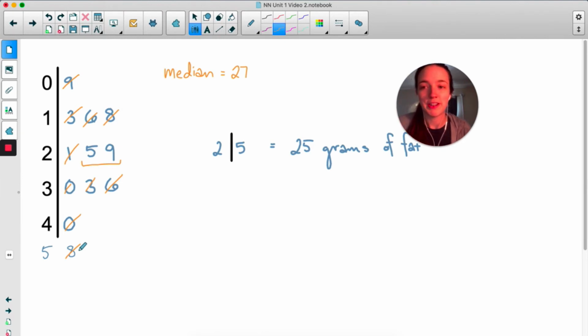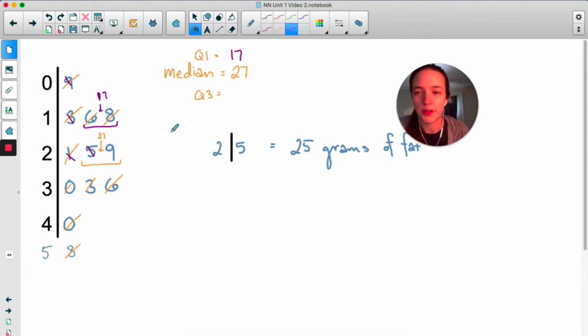Okay, now you don't have to recreate the stem plot, just pause the video and use my drawing, figure out Q1 and Q3. Okay, now the 25 and the 29 are not the median, so we have to include those in the upper and lower halves. So I've done Q1 already. 25 is our upper, 9 is our lower, so we cross those out. Now we have an even number of data points in our lower half, so our Q1 is going to end up being halfway between the 6 and the 8, so 17.